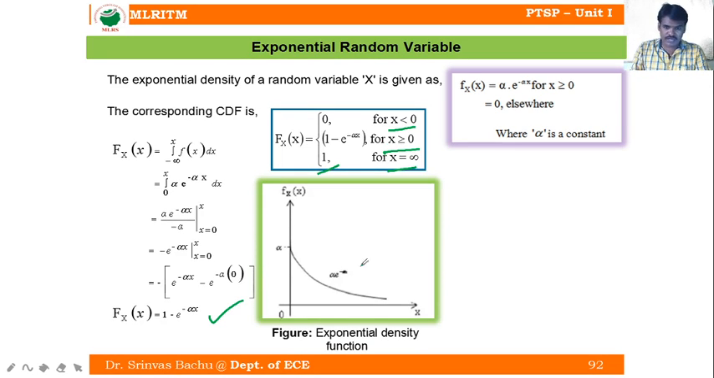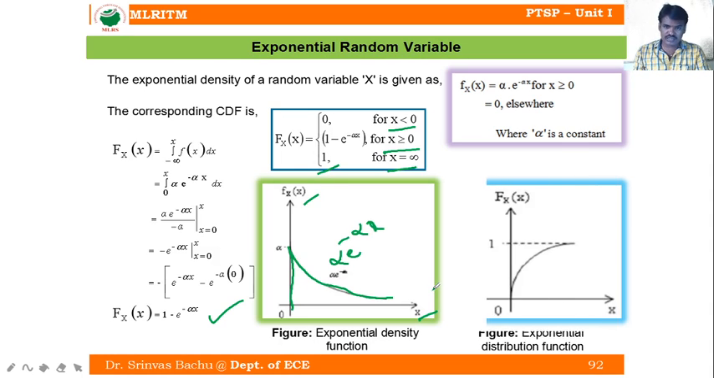You'll see the graphical representation of this exponential is exponentially decaying, starting at x equal to 0 and from 0 onwards extending to infinity. The value is alpha into e to the power of minus alpha x. On the y axis we mention density, and on the x axis the random variable assignment values.